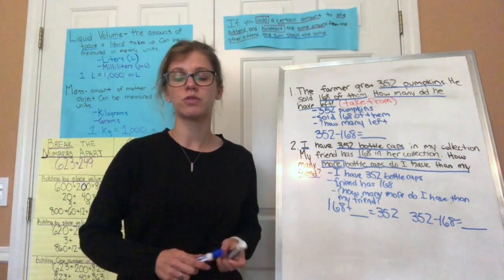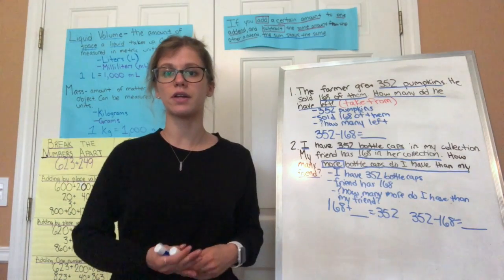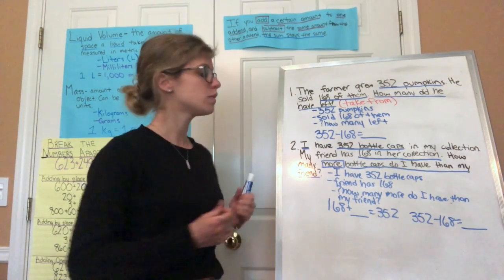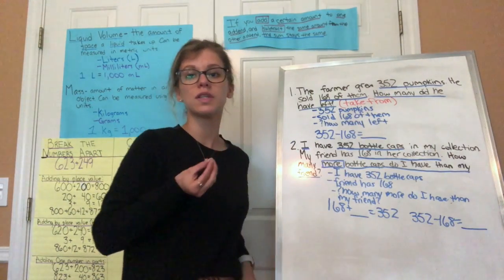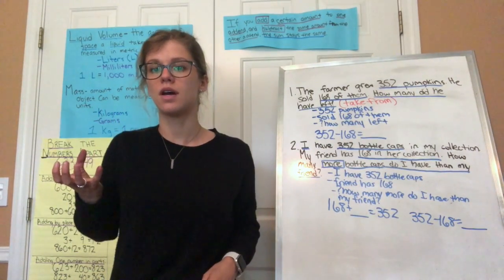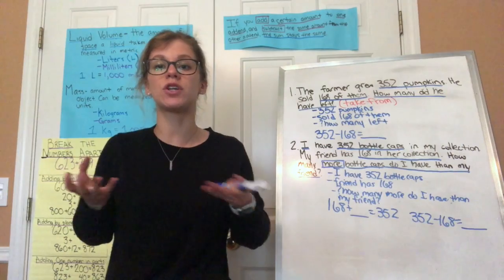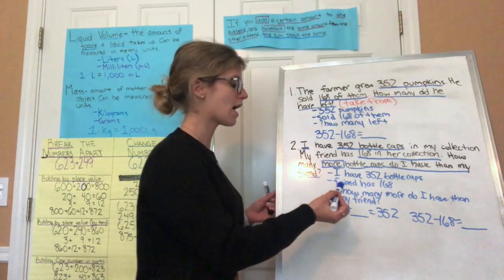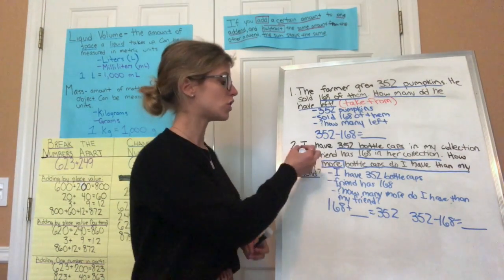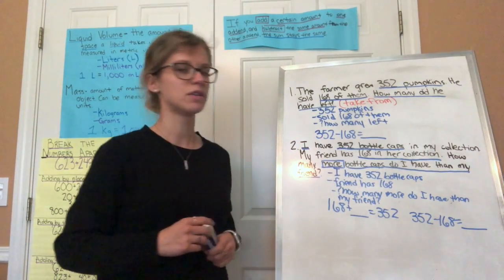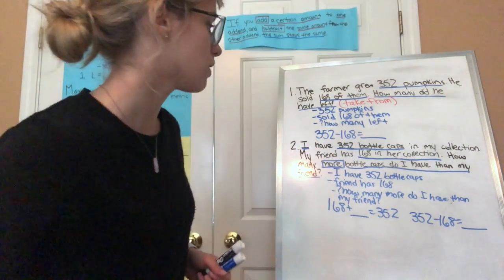This type of subtraction problem is called a comparing subtraction problem. And that's because you're comparing how many one person has, or how much one object is, and comparing it to how much another object is. So we're comparing how many the friend has to how many I have. So this is a comparing problem.